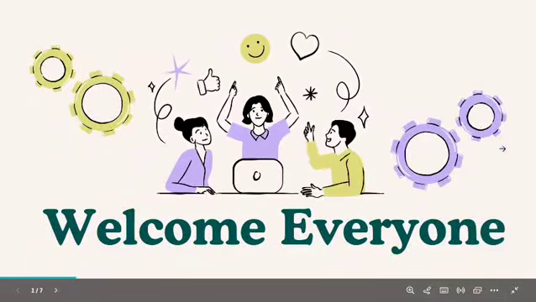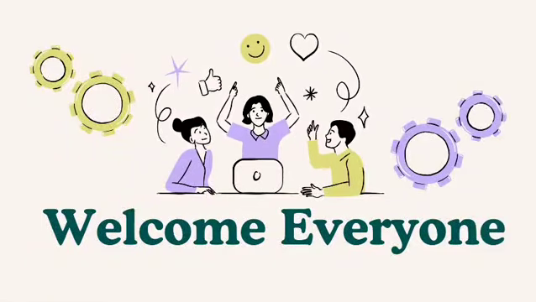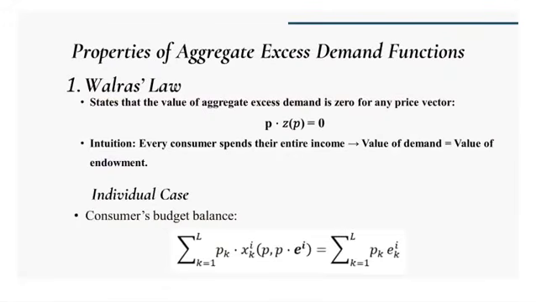Hello everyone. Today I'm going to explain the properties of aggregate excess demand functions. Before that, we have to know about the general equilibrium in a competitive market. In a competitive market system, general equilibrium is analyzed by exploring how prices lead to an equilibrium allocation.